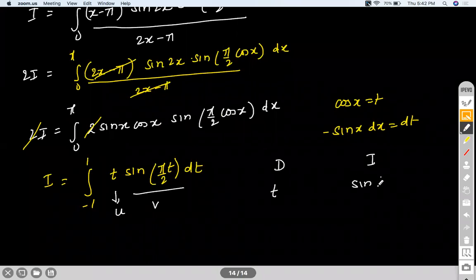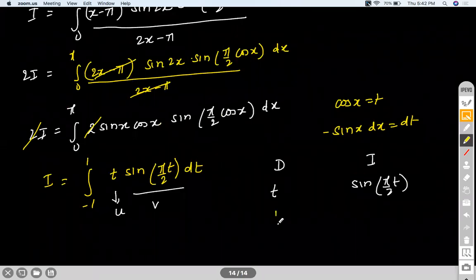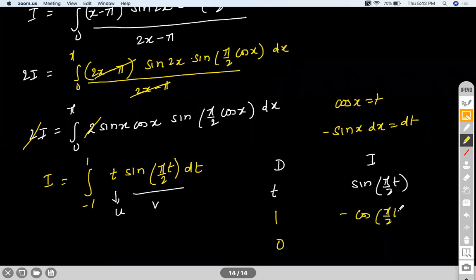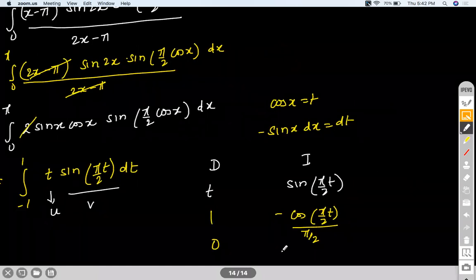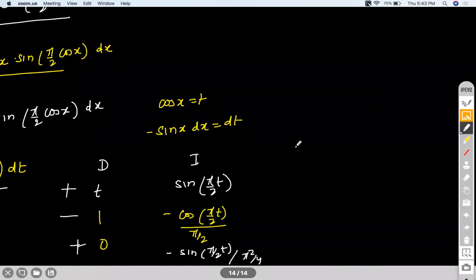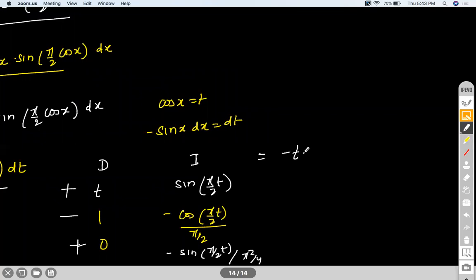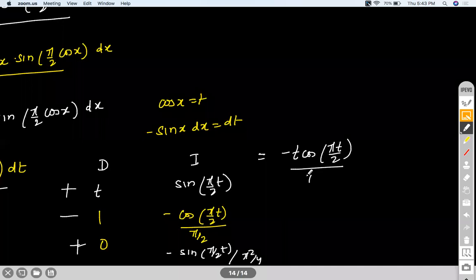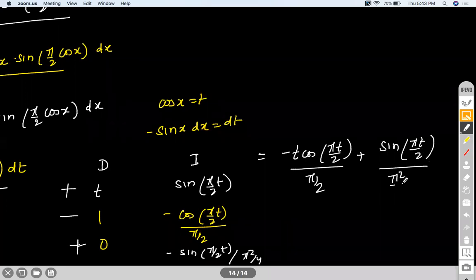So t sine pi by 2t. The derivative is 1, this will become a 0. The integral of sine is minus cos pi by 2t divided by pi by 2. And again, if you integrate it, it becomes minus sine pi by 2t divided by pi square by 4, with signs minus, plus. So your answer is going to become minus t cos pi t by 2 divided by pi by 2, plus sine pi t by 2 divided by pi square by 4. The limits of integration are from minus 1 to 1.